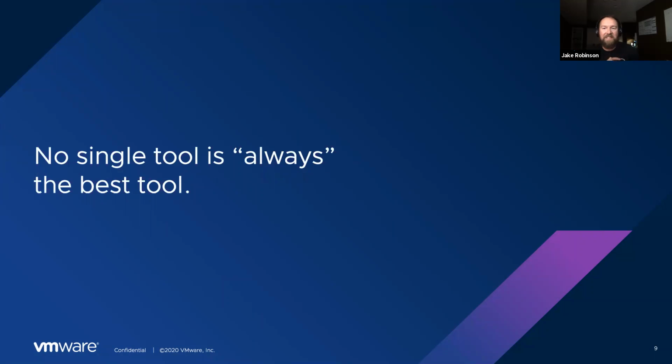The second rule is that no single tool is always the best tool. Just because you can do basically everything with PowerCLI doesn't necessarily mean that you should. And we'll get into some of the reasons why when we talk about these specific tools.